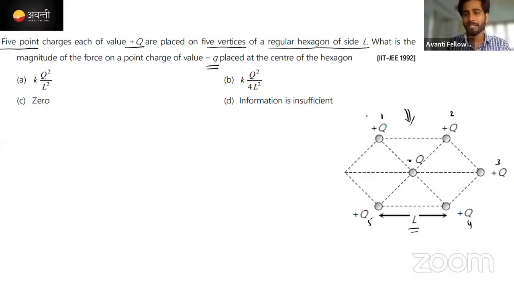Yes, here at the center there is a minus charge. What will be the force experienced by this minus charge due to all these charges? They are asking. Let me know the correct answer through the chat box. Solve it and tell me. It's very simple. I will check who gives the correct answer first.